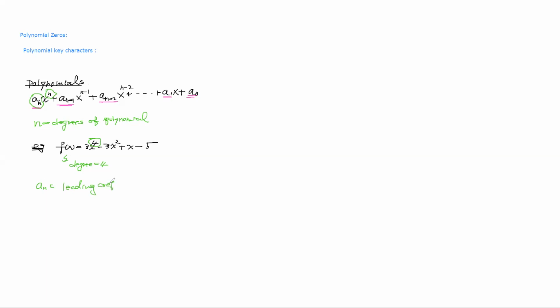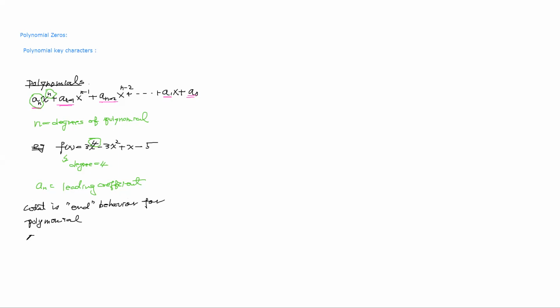So both the leading coefficient and the degree of the polynomial tell us a few key characteristics. The first one I want to show you is the end behavior. What does end behavior mean? That means the behavior in the graph.